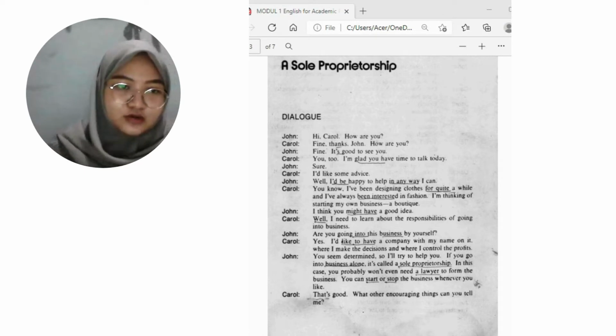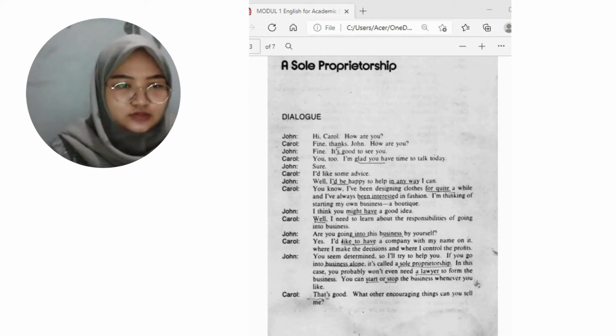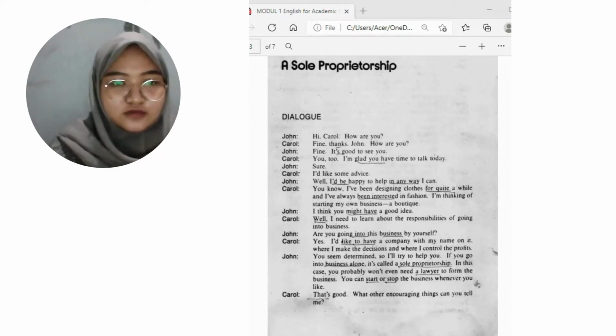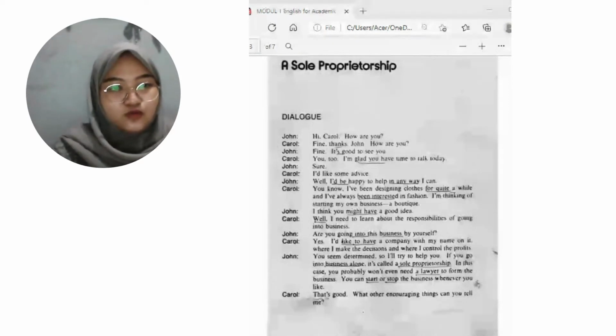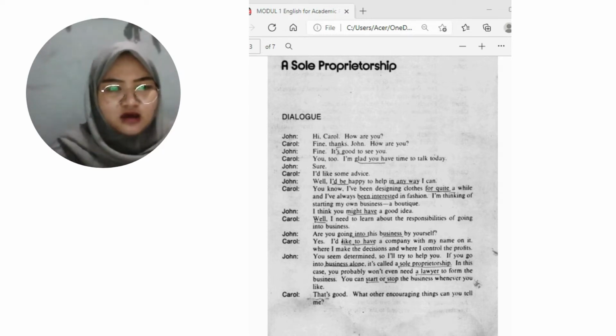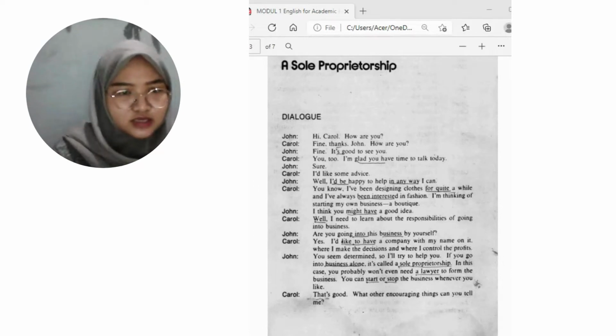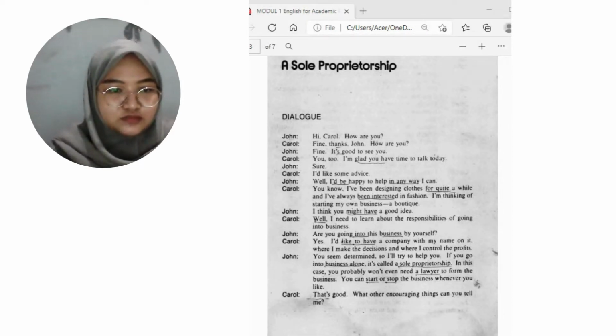John: Hi Carol, how are you? Carol: Fine, thanks, John. How are you too? John: Fine, it's good to see you. Carol: You too. I'm glad you have time to talk today. John: Sure. Carol: I'd like some advice. John: Well, I'd be happy to help in any way I can. Carol: I've been designing clothes for quite a while, and I've always been interested in fashion. I'm thinking of starting my own business, a boutique. John: I think you might have a good idea. Carol: Well, I need to learn about the responsibility of going into business.